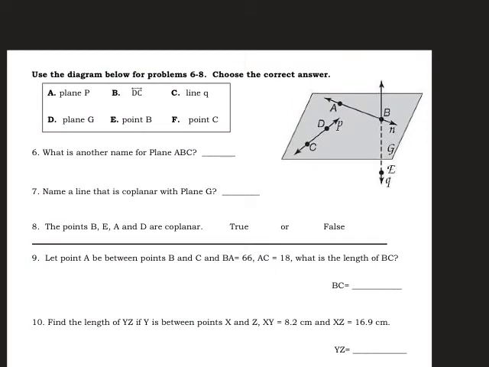Okay, next one. We're looking at 6 through 8 with this diagram. And some of you made me laugh. On the worksheet, we had A, B, C, D, E, and F as options. And some of you still gave me names. And I was thinking, well, I gave you options. You could have just put the letter. So just put the letter.